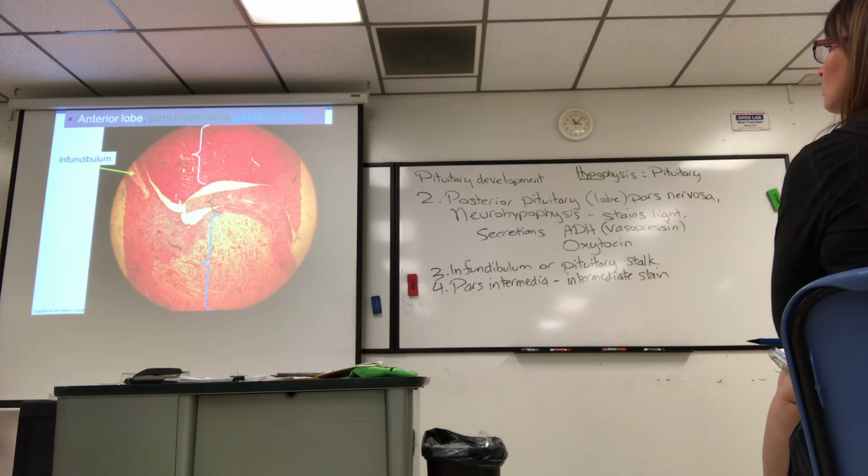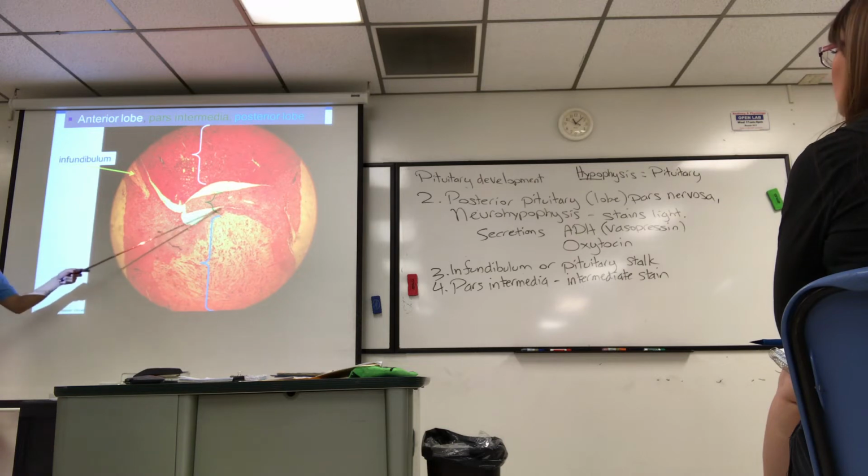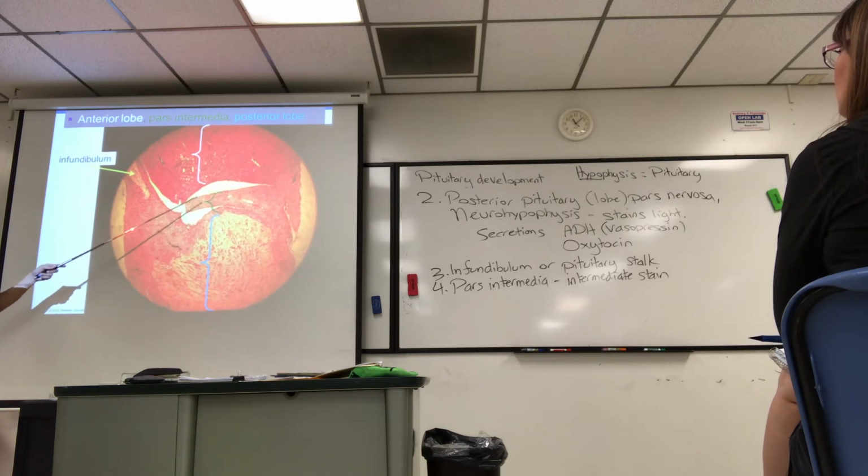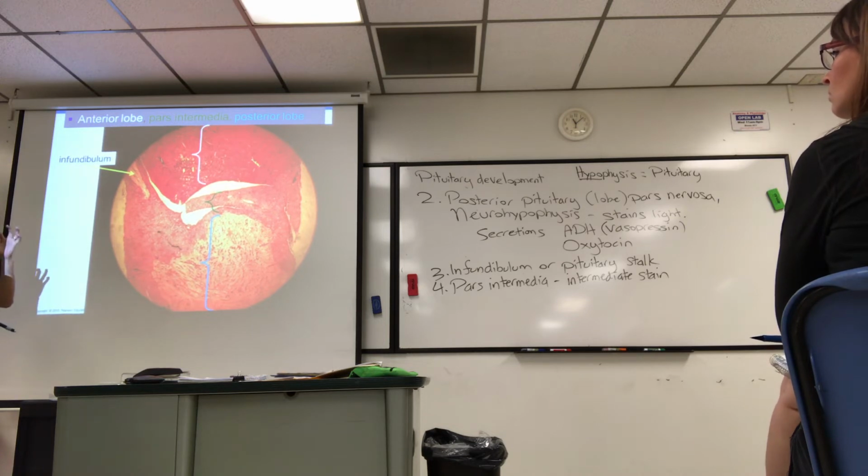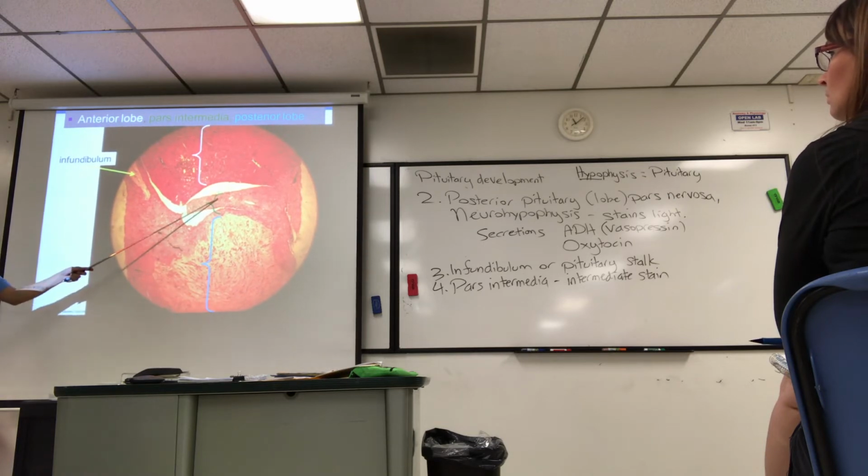Anyways, getting back to this, this is the pars intermedia, and some students look at this and think that's something. Do you think that's something? It's actually nothing. You prepare these slides, you make these micron-thick sections of tissue, and things separate. So it's kind of an artifact, is what we call it. But anyways, dark stain, anterior pituitary, posterior pituitary, pars intermedia.